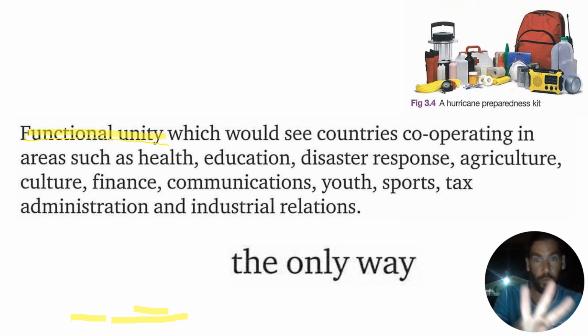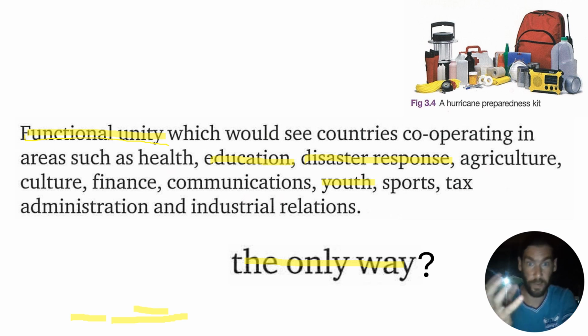And when looking at those three reasons, economic unity, political unity, and the last one, functional unity, some people say that it's the only way of dealing with these matters. Dealing with disaster response, dealing with education, dealing with young people, the youth. Some people say it's the best way in which you can deal with these kinds of things. But our goal is to try to look at it from different angles, the pros and the cons, just like I told you.